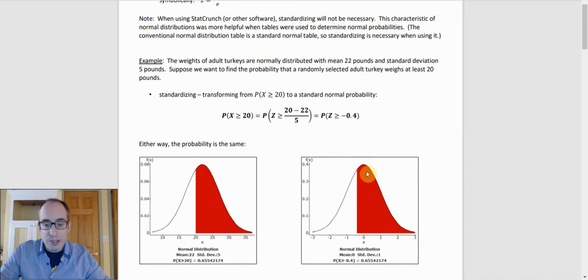But then you could standardize and do it. If you standardized, notice the variable changes from x to z, because that's also getting standardized. Once you're in the standard normal distribution, the convention is just to call the variable z. Then it's 20 minus the mean of 22 divided by the standard deviation of 5, so that's negative 2/5, or negative 0.4.